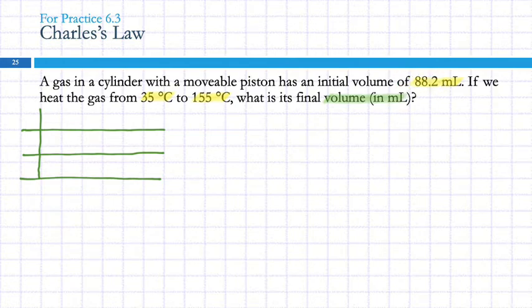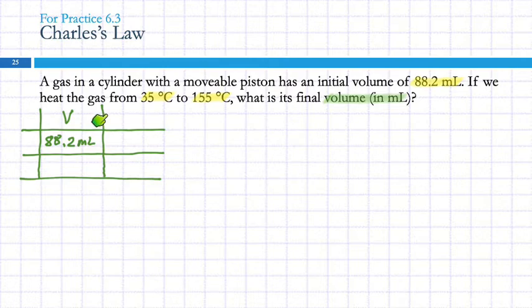So the first number is 88.2 milliliters. So I'm going to put that right here, 88.2 milliliters. And we have 4 parameters: pressure, volume, temperature, and amount of gas. So what is this? Volume. So I'm going to label that column V. I'm going to put all the volumes in the V column.